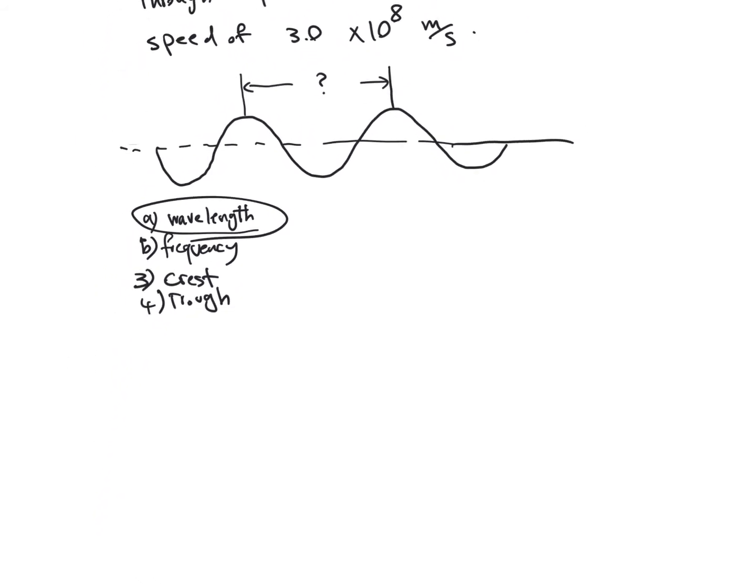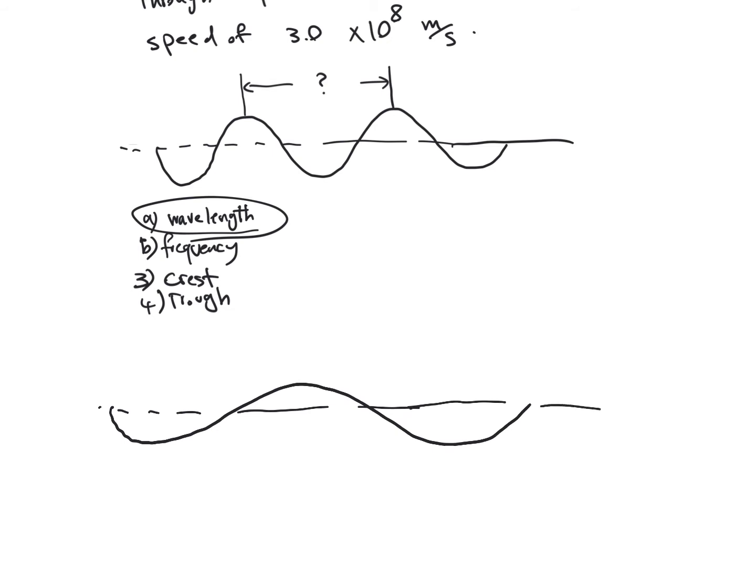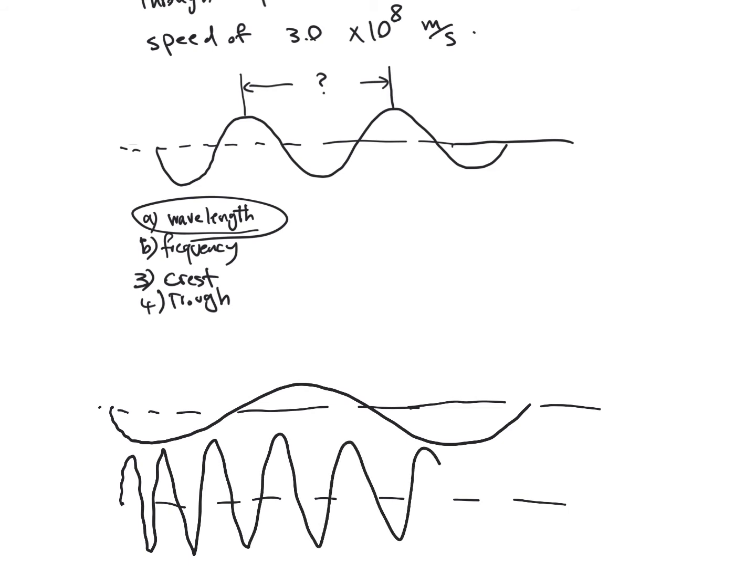So, I'm going to give you two pictures, one like this, and the other like this. And then say which wave has higher frequency. This is A, this is B. Which one has higher frequency? So why A, why B?